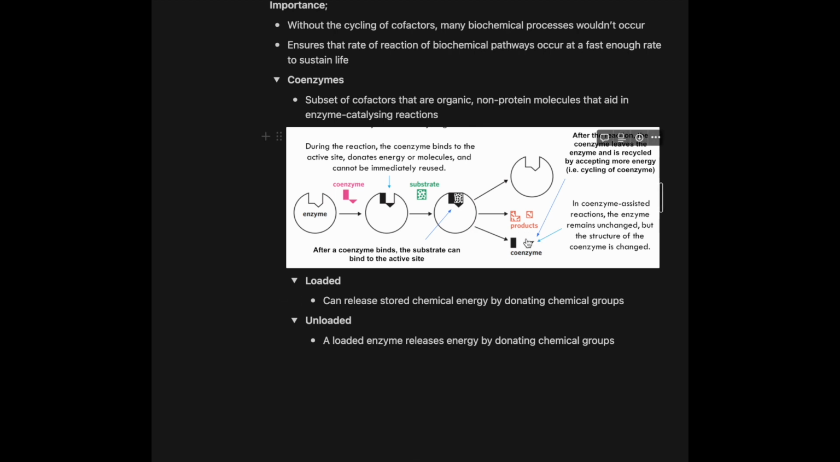As you can see here, this coenzyme is unloaded, so it can no longer facilitate more reactions and must be cycled back into its loaded form. And this is what we're talking about when we refer to the cycling of cofactors, and that being essential to biochemical pathways.